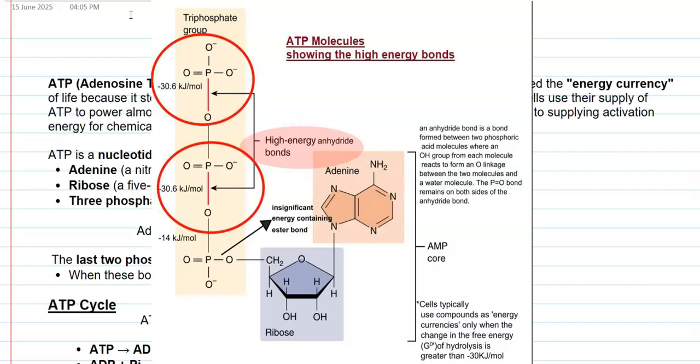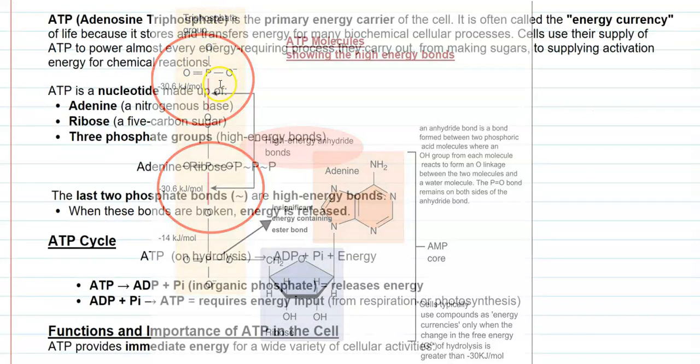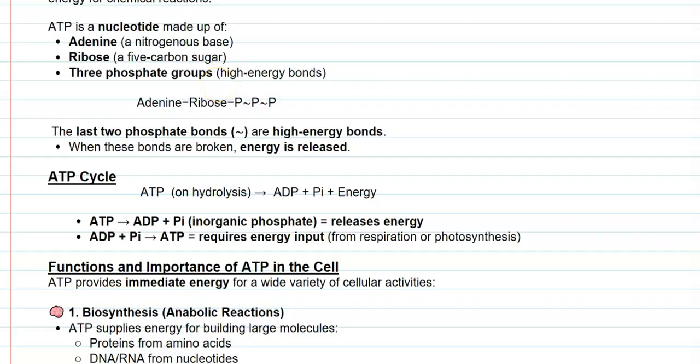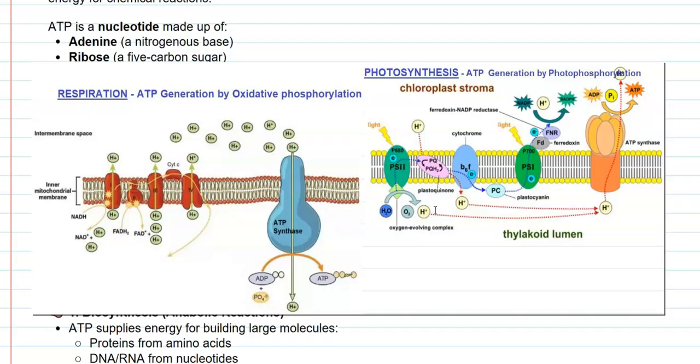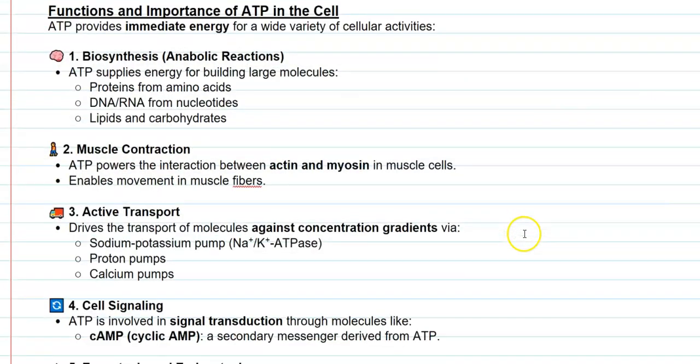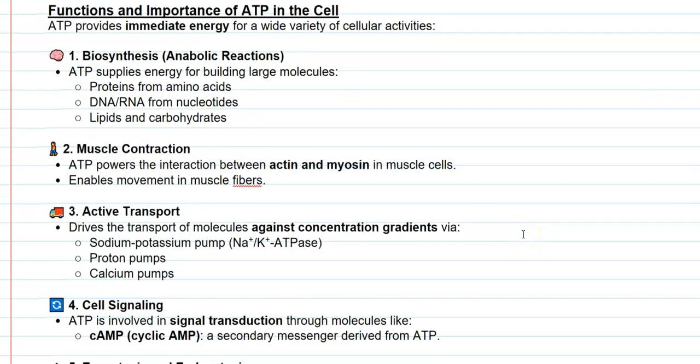Especially the last two phosphate bonds are the ones carrying the high energy. So on breaking of that bond, a lot of energy can be released in the cell. That is what is referred to as the ATP cycle. It means how ATP is being cycled. ATP on hydrolysis gives adenosine diphosphate, inorganic phosphate and energy. Alternatively, in the ATP cycle, the energy required for conversion of ADP to ATP is obtained from respiration or photosynthesis.